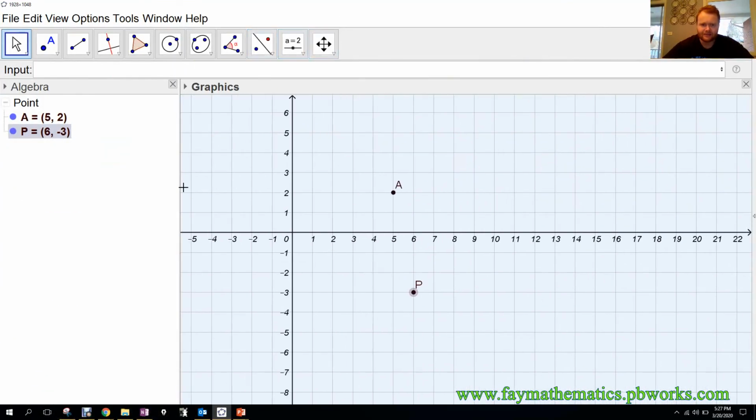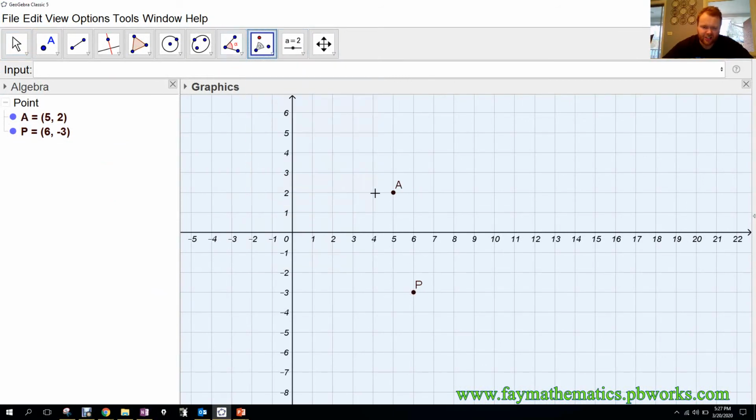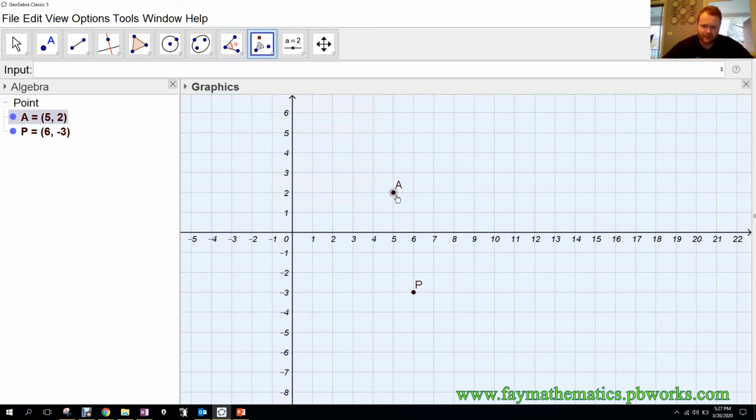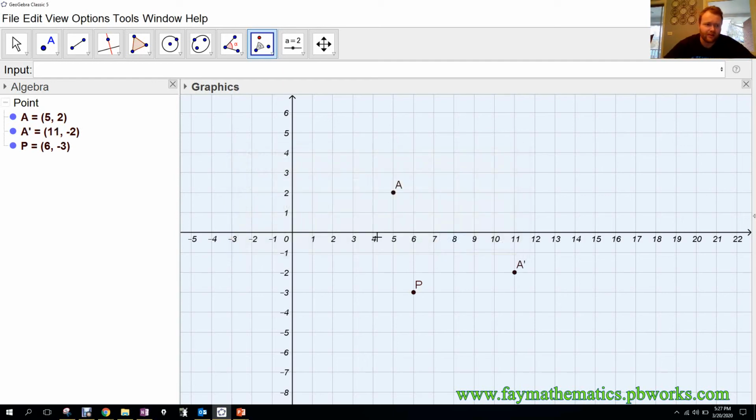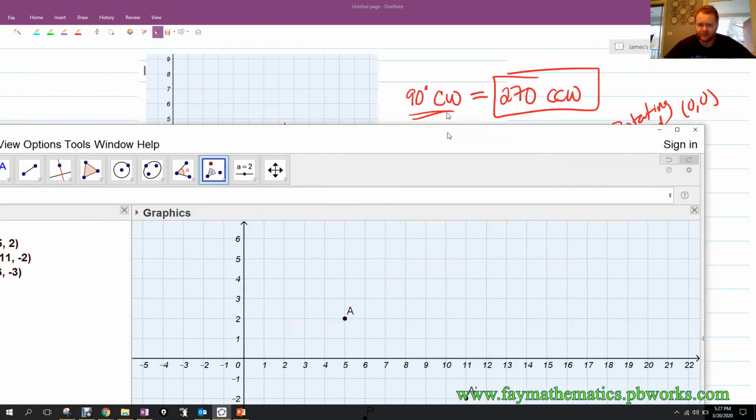Okay, so I'm going to take A, and I'm going to rotate it. It's kind of cheating because this has got the built-in tool for doing this. I'm going to take A, rotate it around P. It says 270 degrees. All right, let's go back to what the rule said. The direction said 90 degrees, and I wanted to go clockwise. Let's see if what we did, 270 counterclockwise, gives the same point, 11, negative 2. That's exactly what we've got there, 11, negative 2.